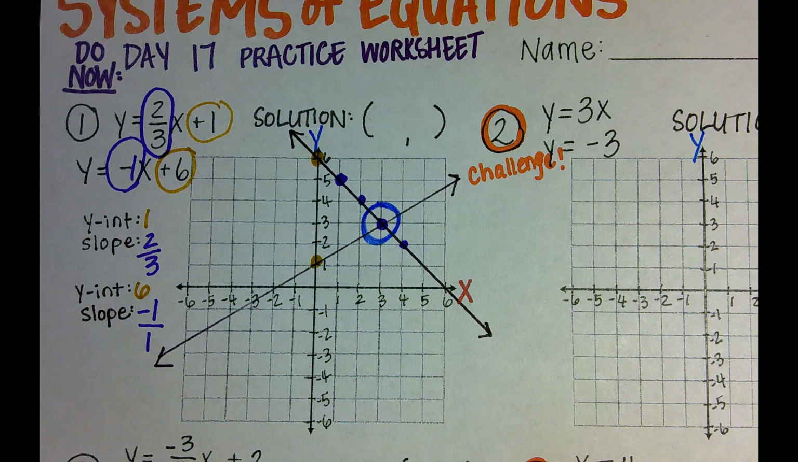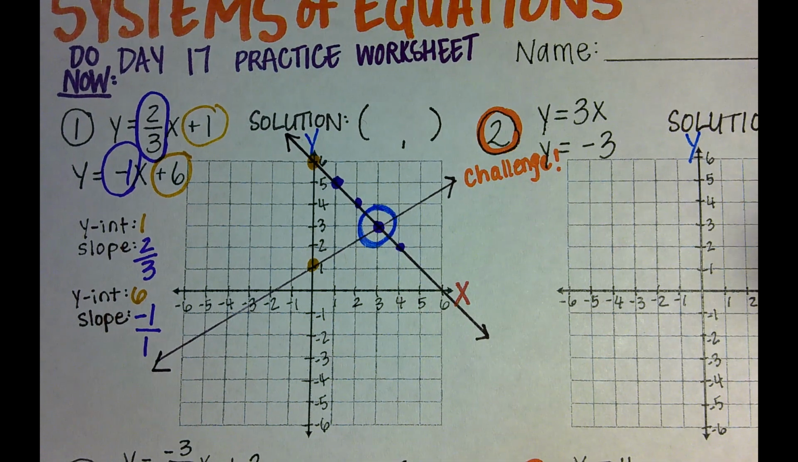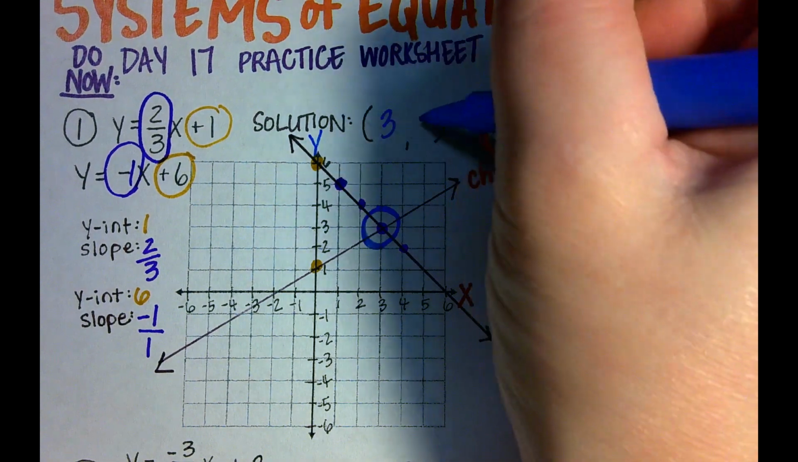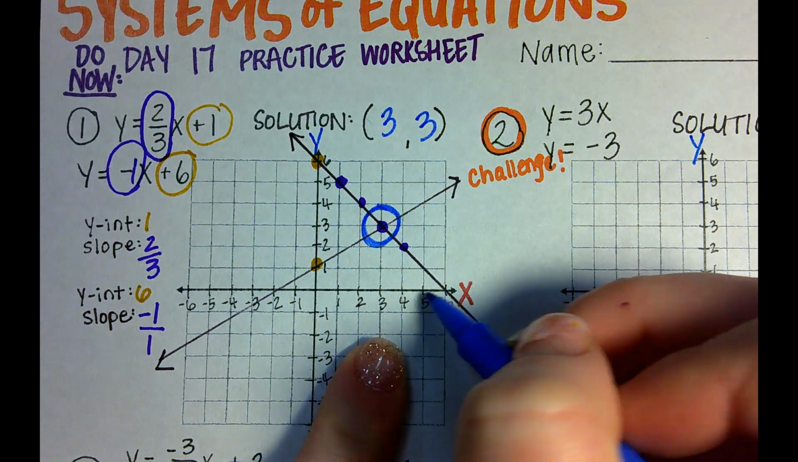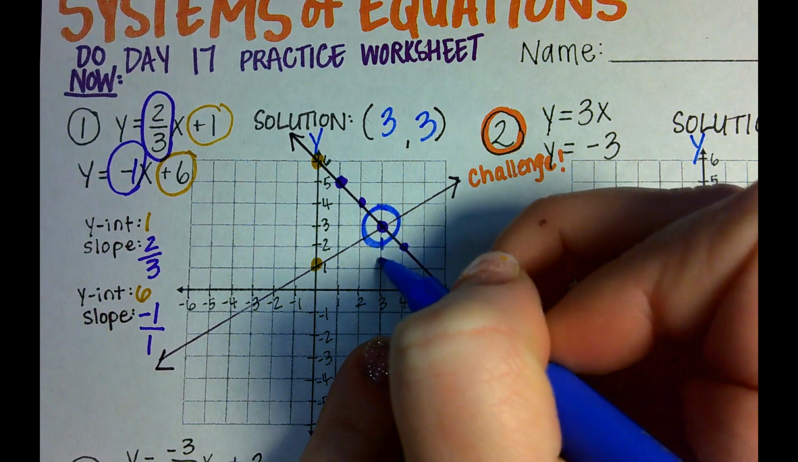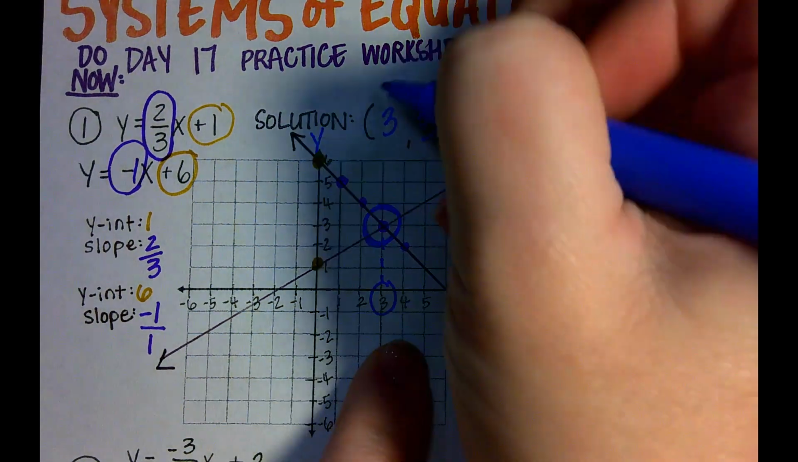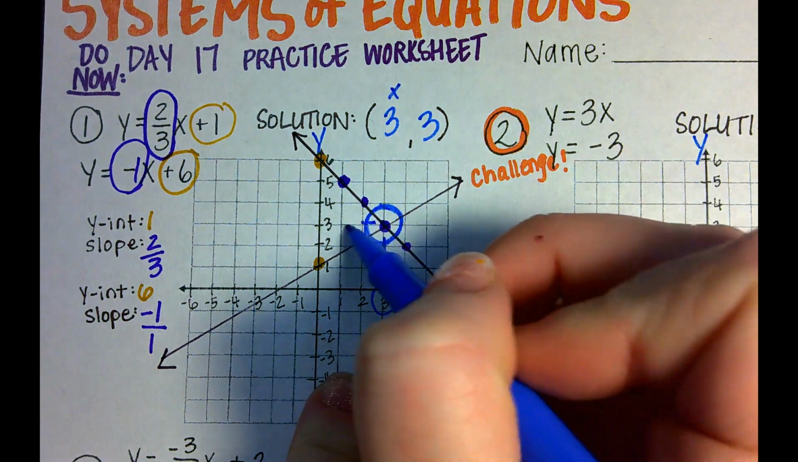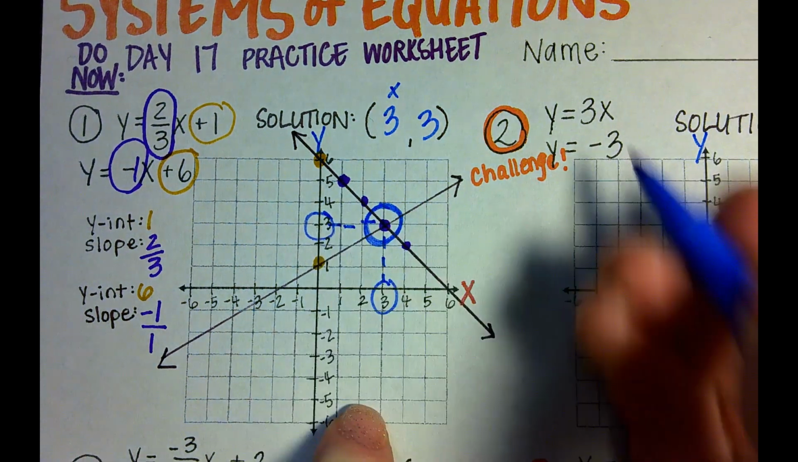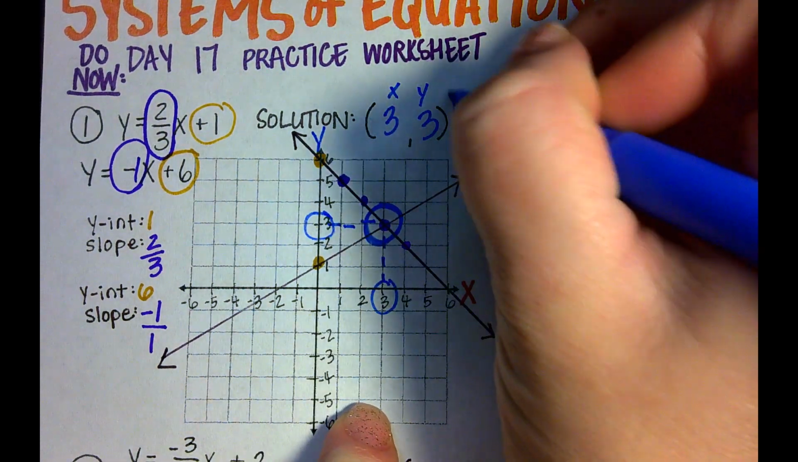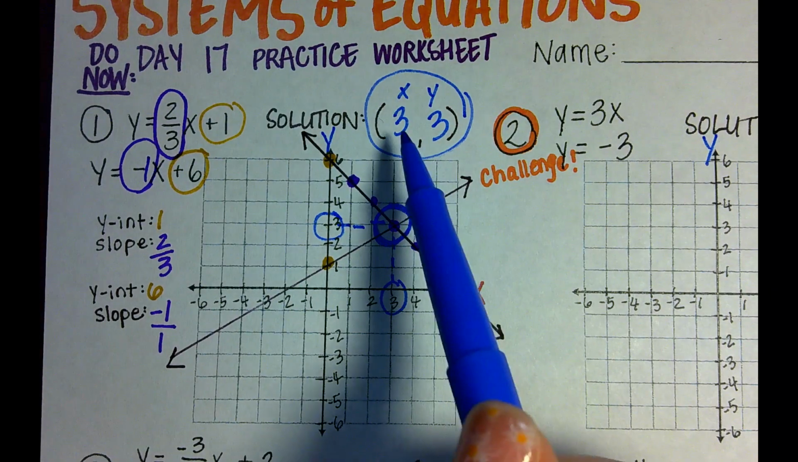So what is the coordinate of that point? 3. 3 for x or y? Both! It is for both. I see that on the x-axis I am lined up with 3. That's my x. And same for y. I'm lining up with 3 on the y. So this is our solution, 3, 3.